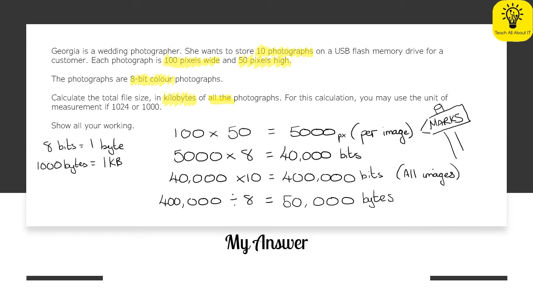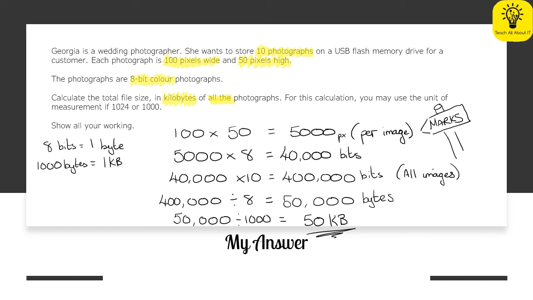From bytes to kilobytes we want to divide by 1,000. So here, 50,000 bytes divided by 1,000, and then we're taking it all the way down again. And that gives us 50 kilobytes, and that is your answer.